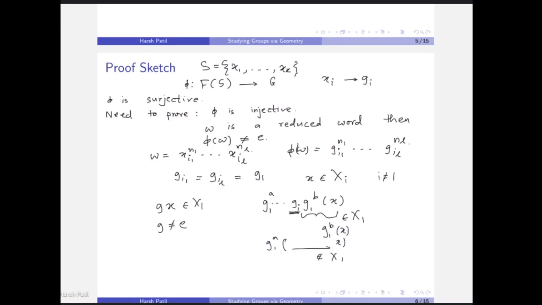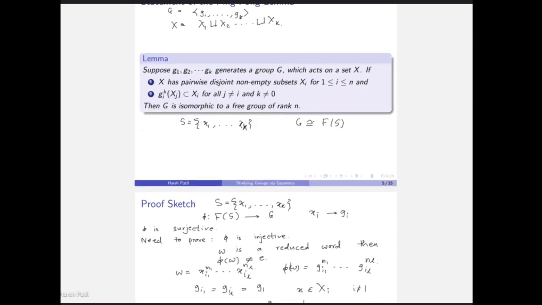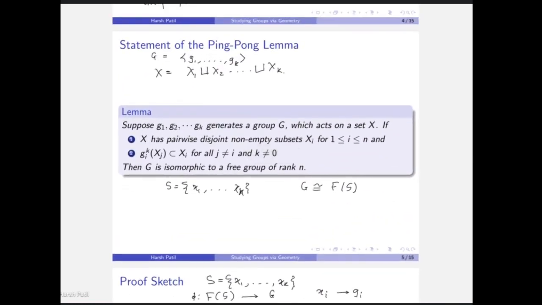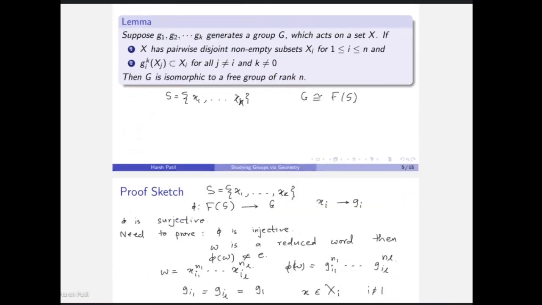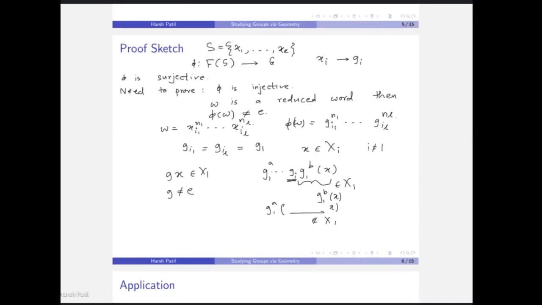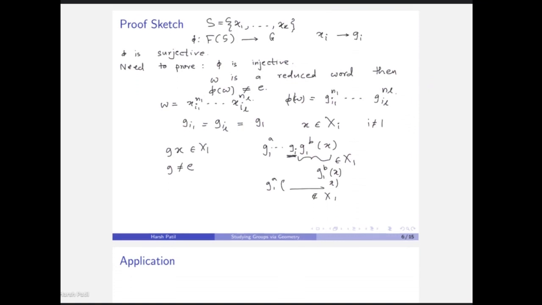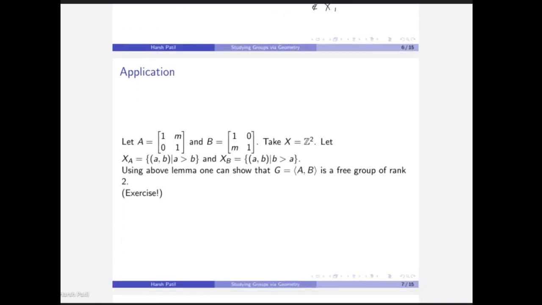The name of the lemma is called the ping pong lemma, and it's like we are playing ping pong. It's like we are bouncing between these sets. It has a lot of good applications, a lot of fun applications, and we'll look at one such application.